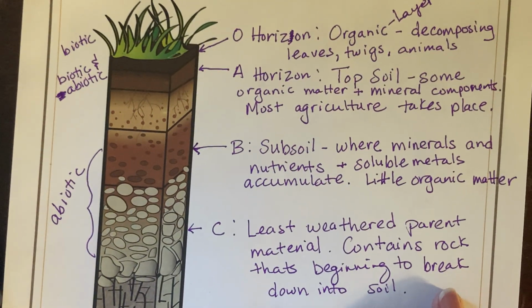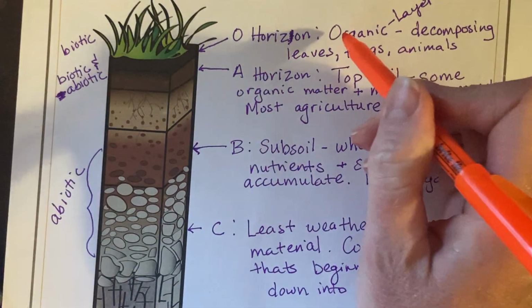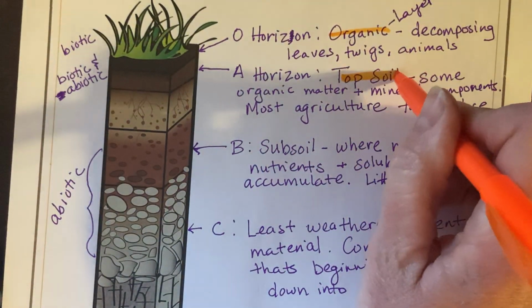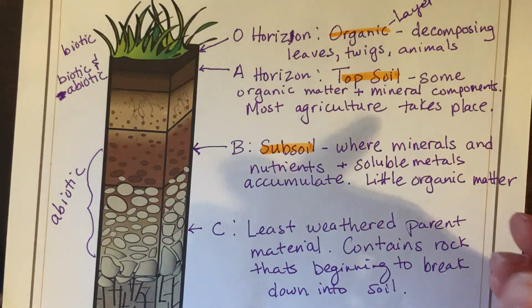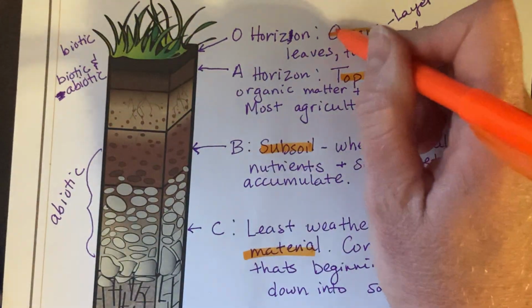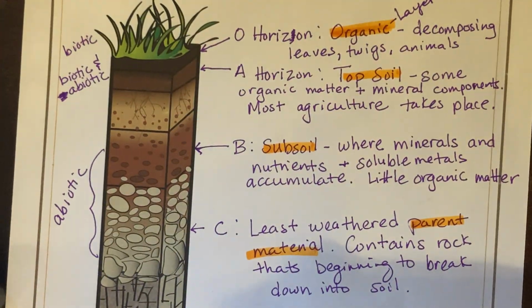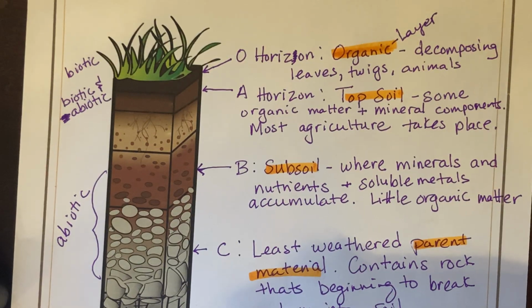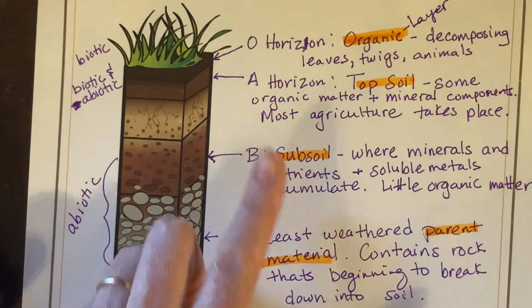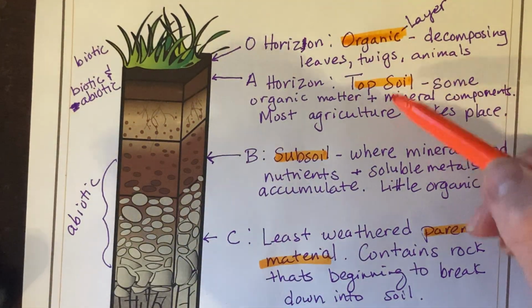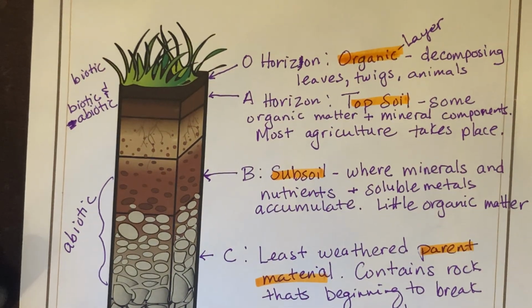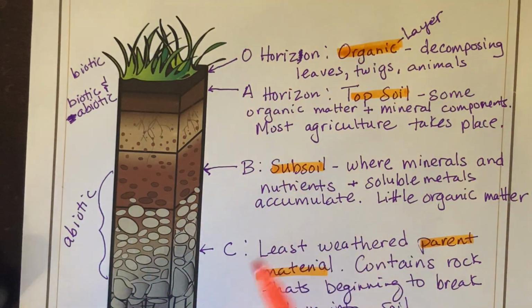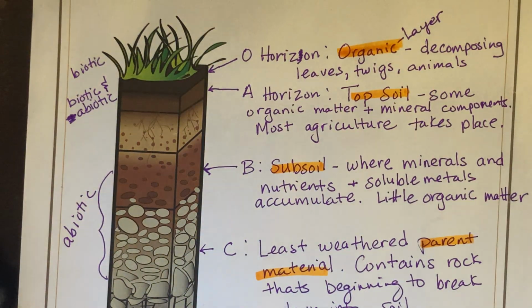There's sometimes labels that you need to know. So O is organic, A is topsoil, we call B subsoil, and we call C parent material. So these are some of the labels that we call them as well. The AP test has used both terms. They've used it just by letter, and sometimes they've used it by name of that letter. All right, so that is the end of your soil diagram notes.